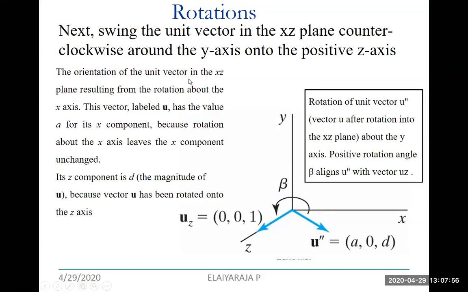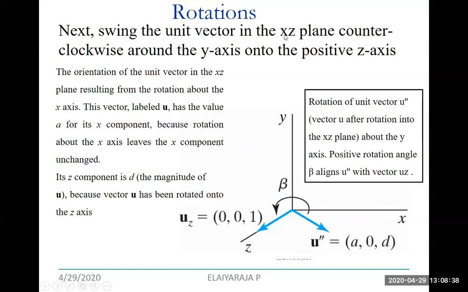So the orientation of the unit vector in the xz plane resulting from the rotation about the x axis. This vector labeled u has the value a for its x, because the rotation about the x axis leaves the x component unchanged. Here your initial value is a comma b comma c. In the previous yz plane rotation you got the value 0 comma b comma c, right?